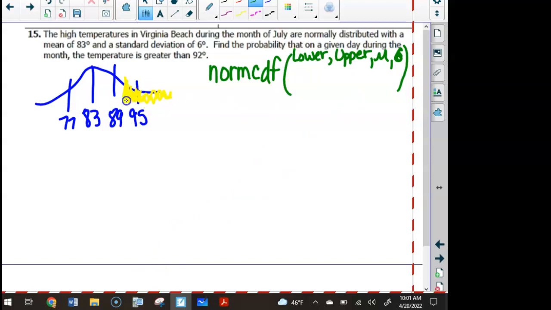What are we going to use for the lower limit for what we have put down here? What did I shade, guys? What's the lowest I want? 92. Okay, now the upper limit, a lot of teachers will say 4 standard deviations is the most you need to go, 5 standard deviations is the most. The calculator doesn't care. We could put in 9999 for the upper limit, okay? We just want everything over 92. So I just put some magical big number. You could put 110 degrees, it doesn't matter. And the mean was, what was it, guys? 83, and the standard deviation is 6.